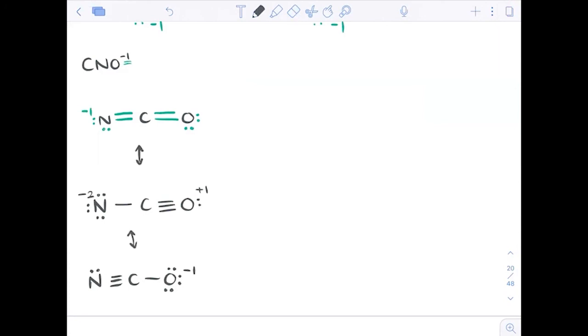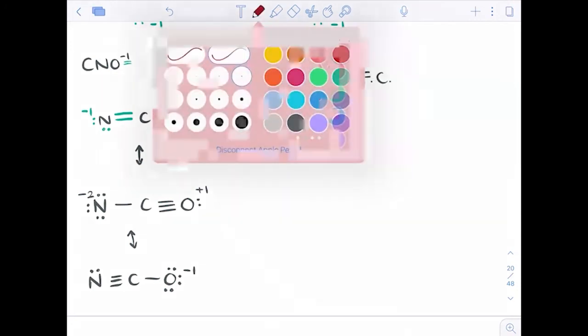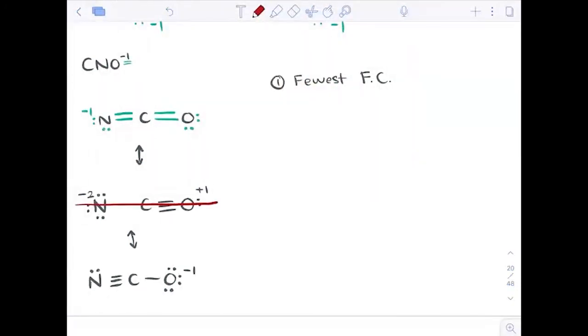So now, which one's the best? Well, we want the one with the fewest formal charges. That's the first rule that we would look for. And that crosses this one off the list. Because of the -2 and the +1, we know that one's not a good resonance structure. We shouldn't see a -2 and a +1 when we see other options for our resonance structures that only have one atom with a formal charge.